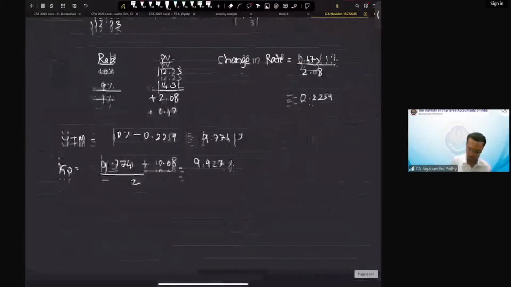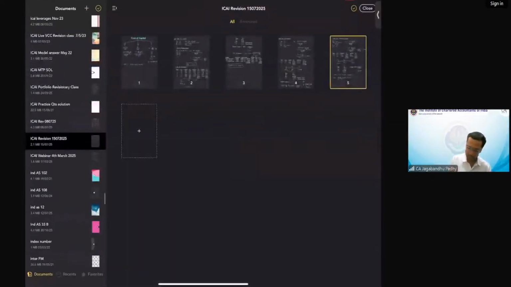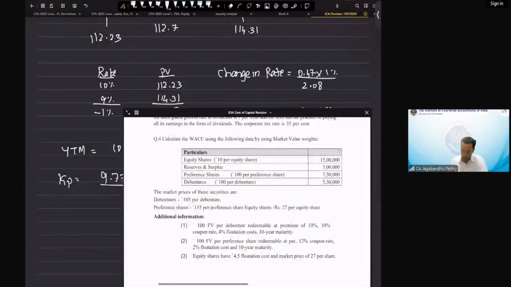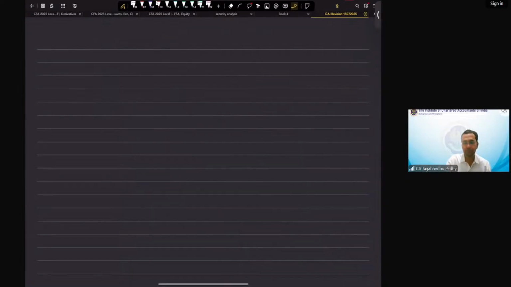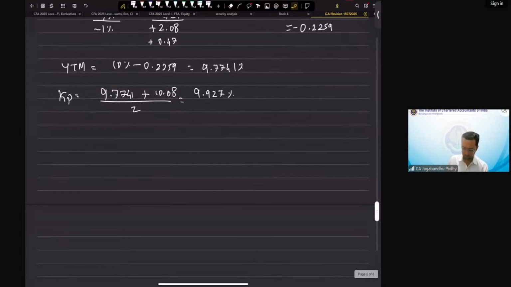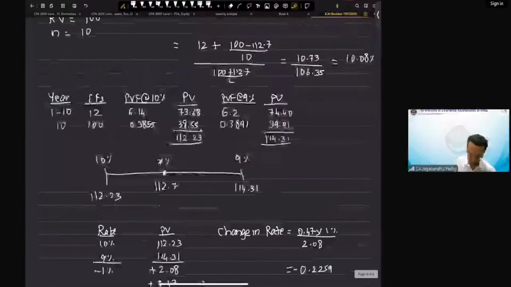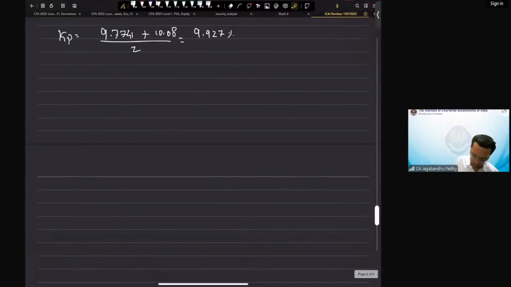Okay, so we got the cost of preference shares, guys. We've done with cost of debentures, we've done with cost of preference share. Now equity shares. Coming to the equity shares part. Cost of equity. We calculate the cost of equity.